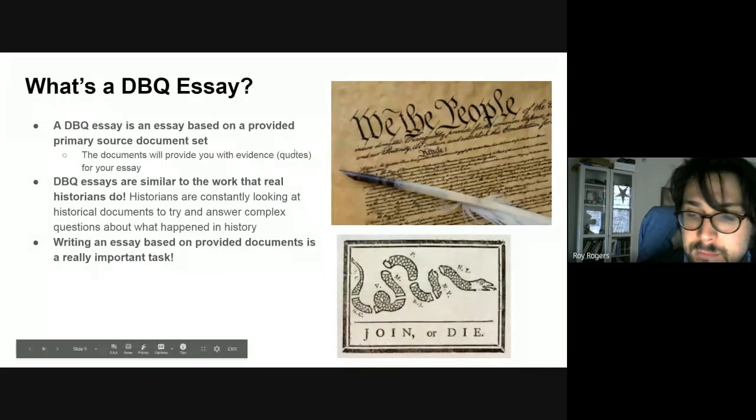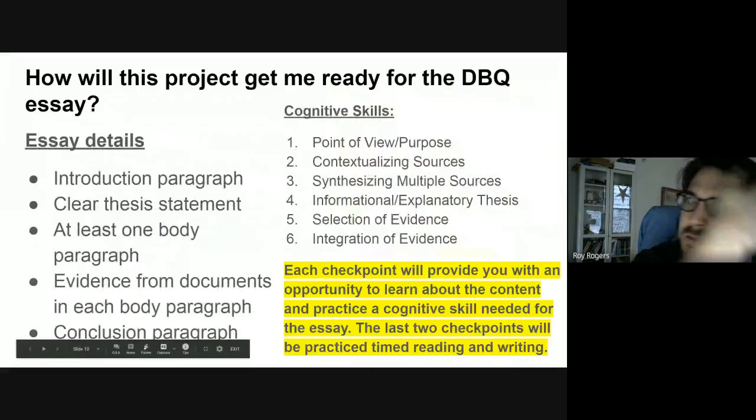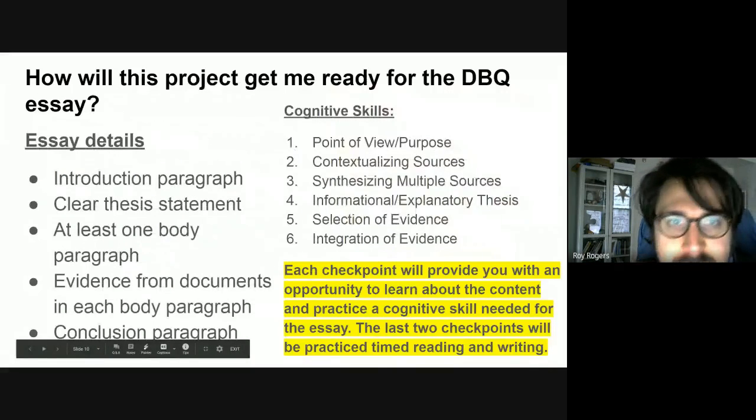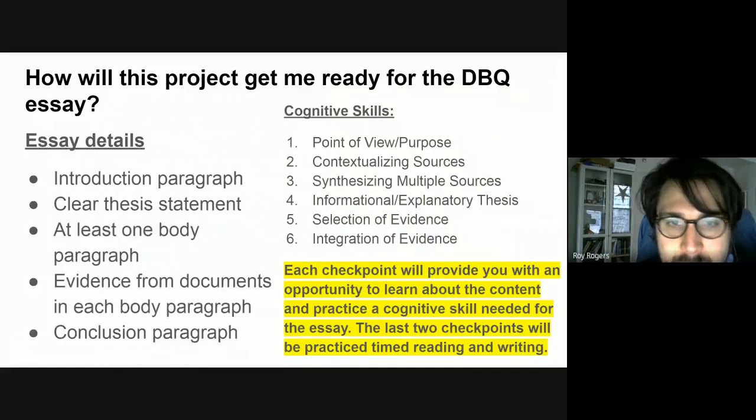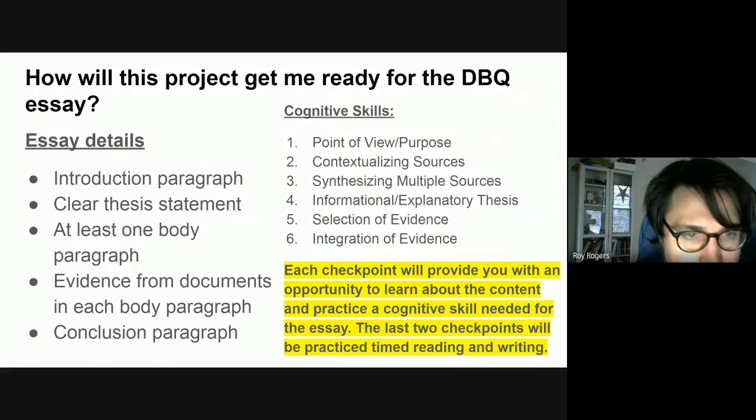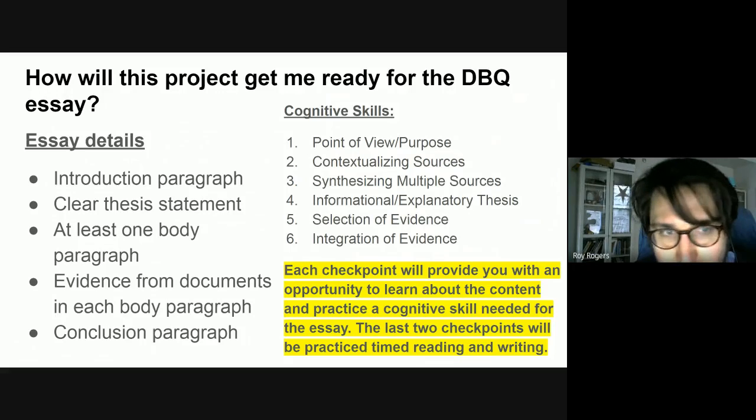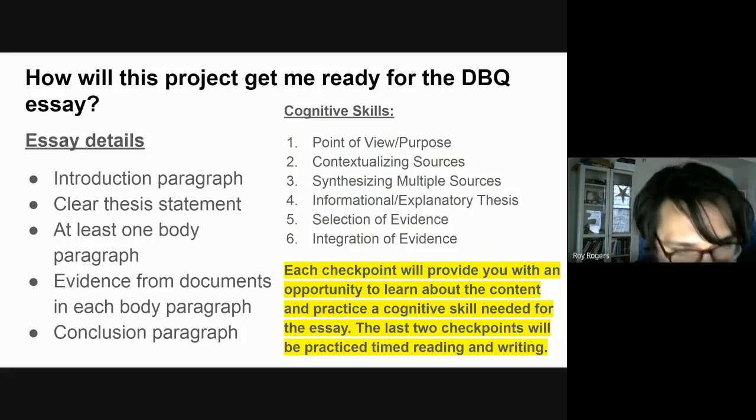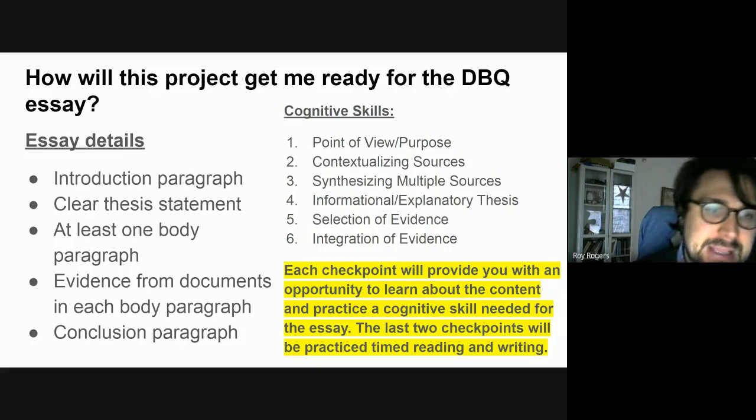So this is what you're going to need for the essay. There's going to need to be an introductory paragraph. It's going to have a clear thesis statement. It's going to have at least one body paragraph. It's going to have evidence from the documents in each body paragraph and a conclusion paragraph. It's the same kind of essay format that we've been following if you've been taking my classes this whole school year. It's the same kind of stuff whenever we write an essay.